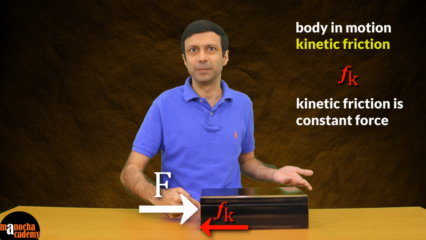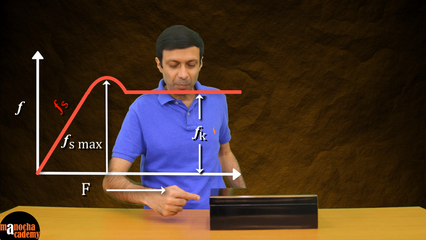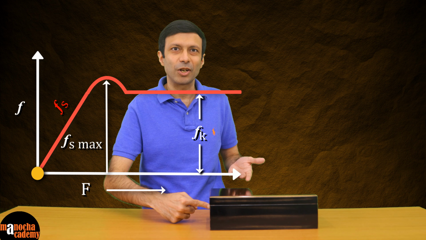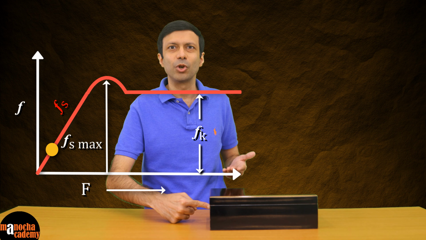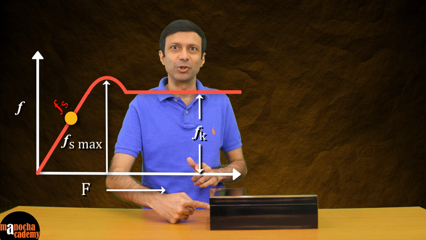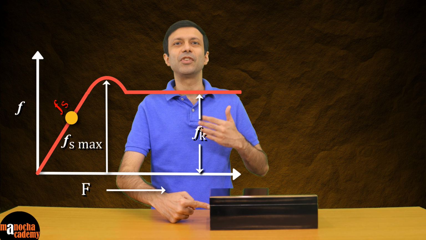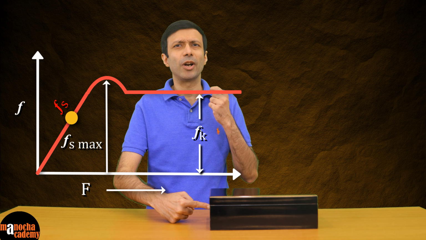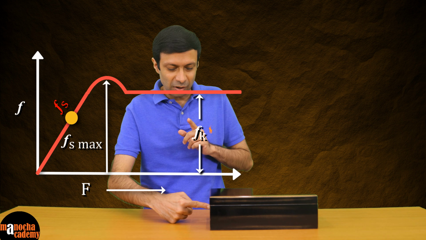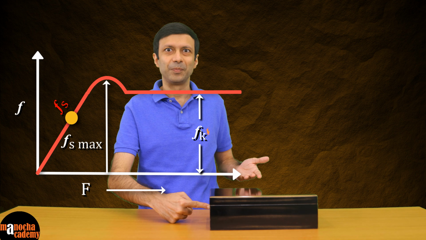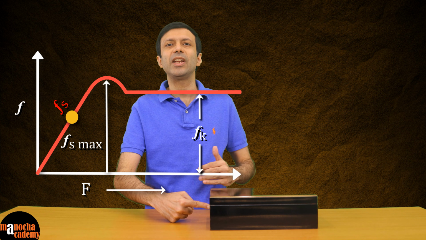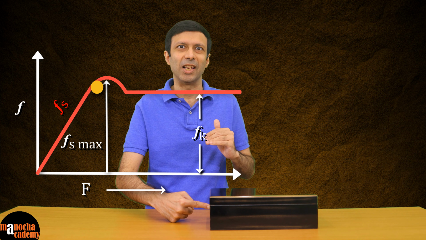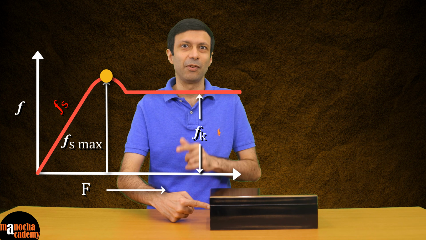Now, if you draw a graph of friction versus the applied force, it's going to look something like this. As we apply the force on the body, like the box here, the static friction force will match our applied force. That's why you can see the graph is a straight line. Since when the body is at rest, static friction equals my applied force. But static friction can increase only up to a certain maximum value. That is called the limiting friction.